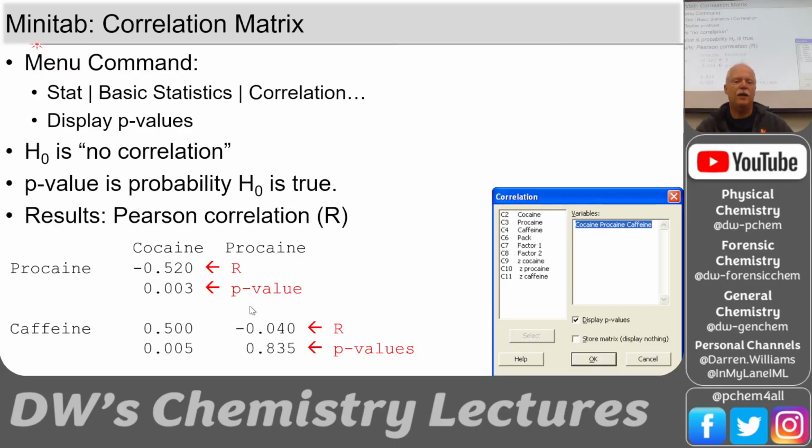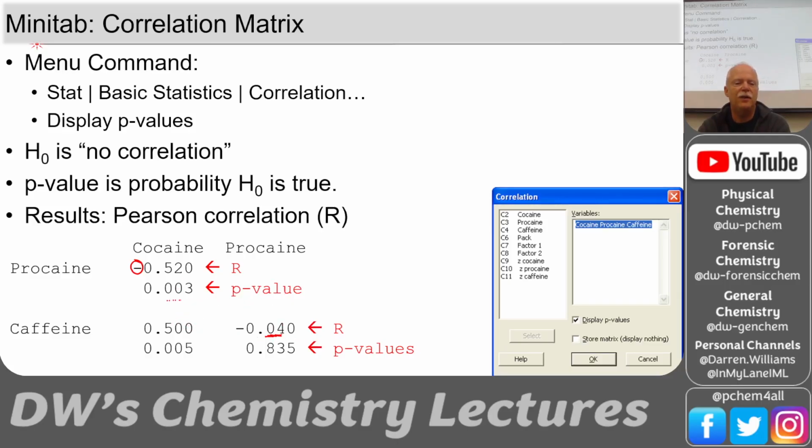So we have the cocaine-procaine correlation, and it's negative, which is what we saw. When cocaine goes up, procaine goes down, and vice versa. And it's 0.5 cocaine for procaine. And then this is saying there's one between cocaine and caffeine, which we didn't really identify. And this is saying there's a really small one, 0.04, of procaine and caffeine. So those are our three correlations.